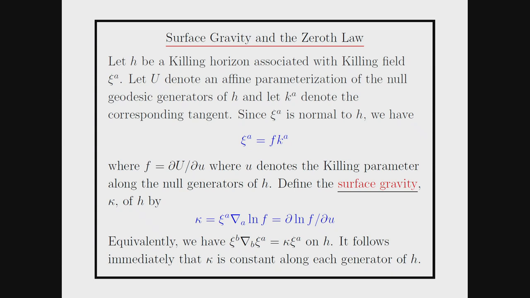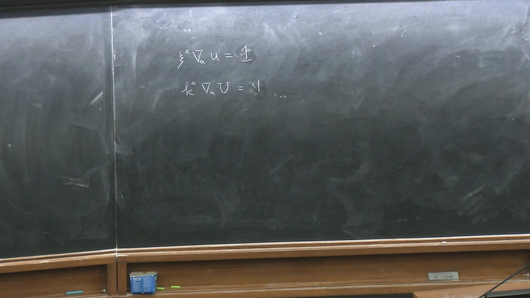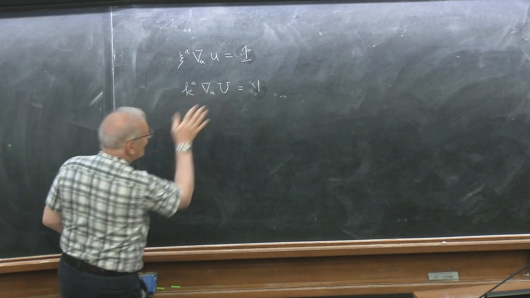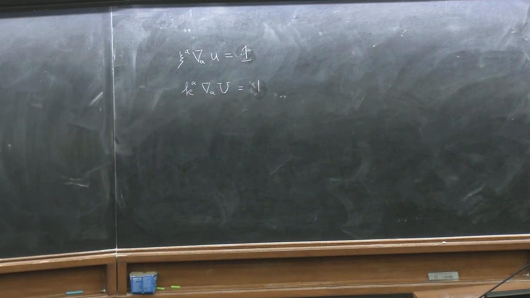The affine parametrization, again, let's have that be one, would be defined by moving along uniformly in time with respect to the affinely parametrized tangent.